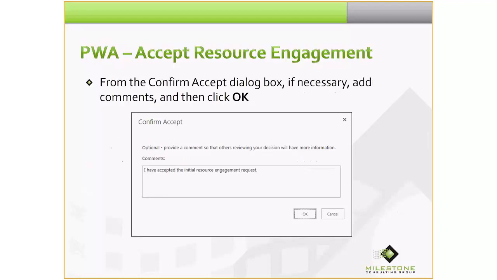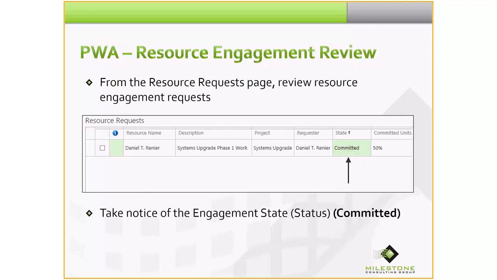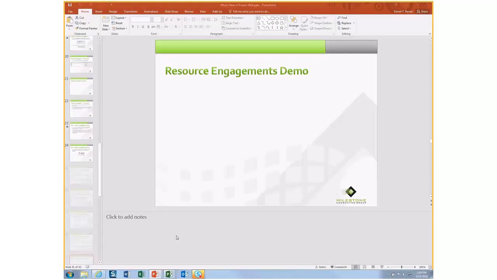From the Confirm Accept dialog box, if necessary, add any comments, and then click OK. And then from the Resource Request page, simply review Resource Engagement Request. At this point, take notice of the engagement state. Now it is committed. So we'll go ahead and demo this now in PWA.